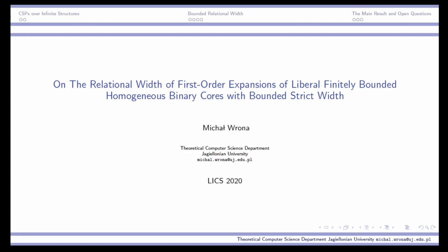My name is Michał Wrona, and the goal of this talk is to present the paper on the relational width of first-order expansions of liberal finitely bounded homogeneous binary cores with bounded strict width. I'm from Kraków, Poland, from Jagiellonian University.